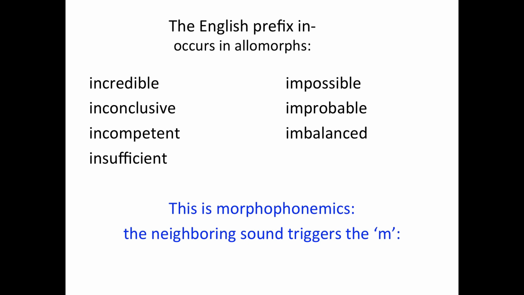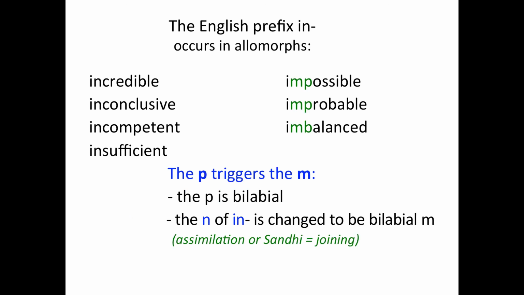What is to the right of the M in all these examples? Do you guys see this? A P and a B. So P and B. And both of them are bilabial. Okay, so the P or the B triggers the M sound. So the P is bilabial, right? If you say P or B, that's bilabial. And so the N that is part of the prefix in, the N, which is alveolar, is changed to also be bilabial m. You guys see this?